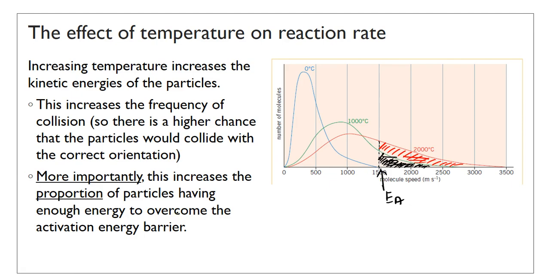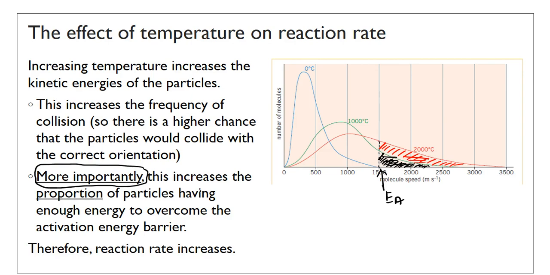So temperature is the only change that would affect both the frequency of collision and the proportion of particles meeting activation energy. But the effect on the activation energy is actually the most significant one. More significantly, this is really important: if you need to explain why temperature increases reaction rate, you have to talk about the second point, it increasing the proportion of particles meeting the activation energy barrier.